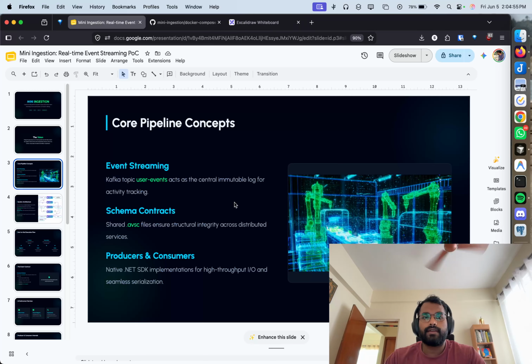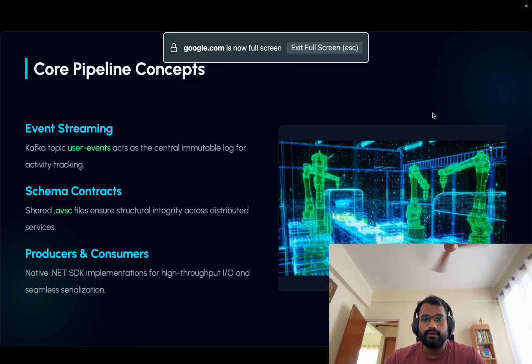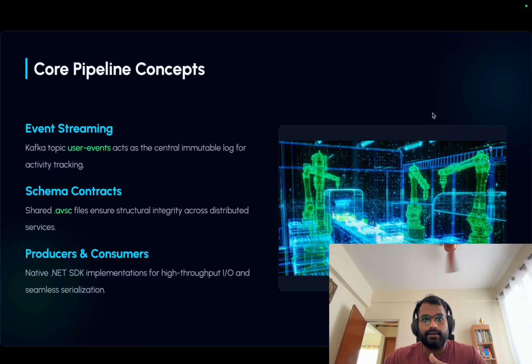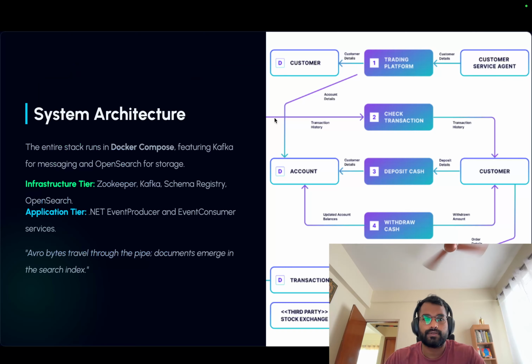Now, why exactly are we using Avro schemas instead of using them as JSON documents? Avro allows for faster serialization, and it's a relatively much faster way of doing things as opposed to using JSON. And then we have these two services implemented in .NET itself. One is just a fake producer of events, and one is just a fake consumer of events.